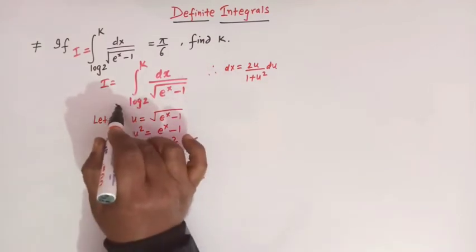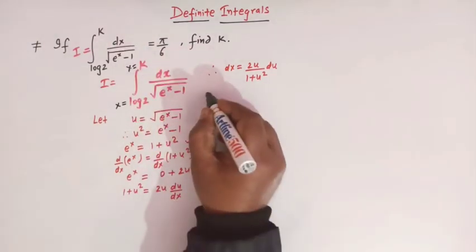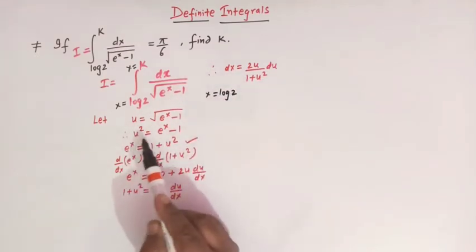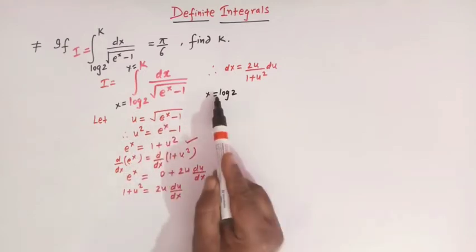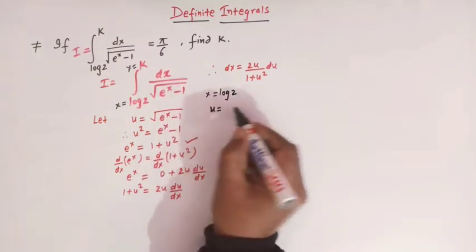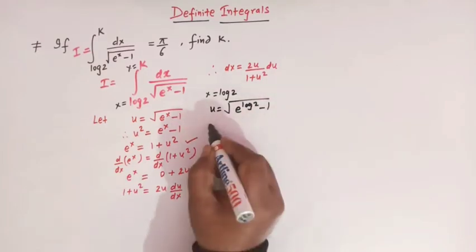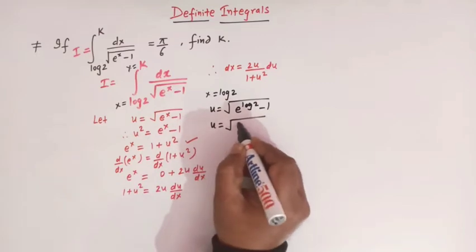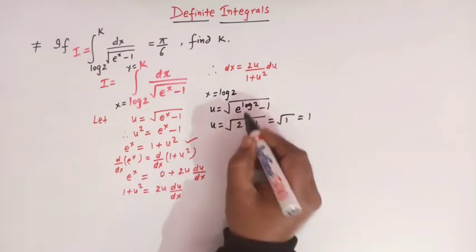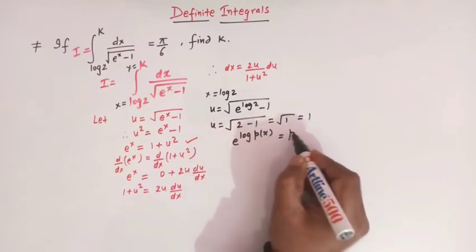Now we have changed the variable x to u, so let us change the limits accordingly. Here we see that x varies from log 2 to x is equal to k. So when x is log of 2, we can find the value of u from this relation. So u is square root of e raised to log 2 minus 1, and u is equal to square root of 2 minus 1, that is square root of 1, that is 1, because e raised to log of p of x is equal to p of x.